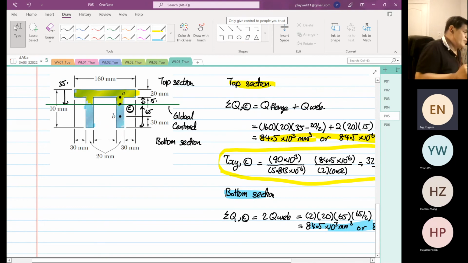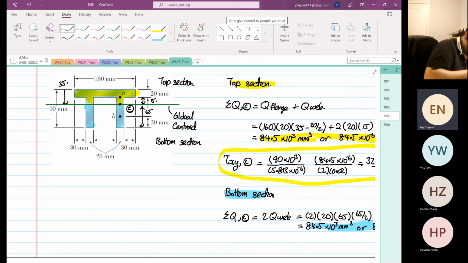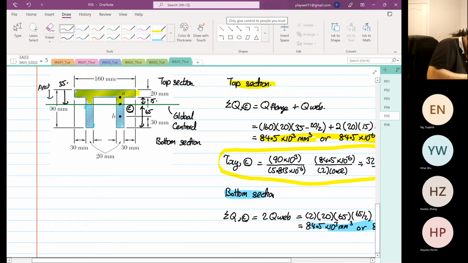And this is because we apply the four rules, right? The first moment of area cannot cross the centroid, and the analysis direction starts from furthest away from the centroid. So this is the analysis direction, and this is also the analysis direction.